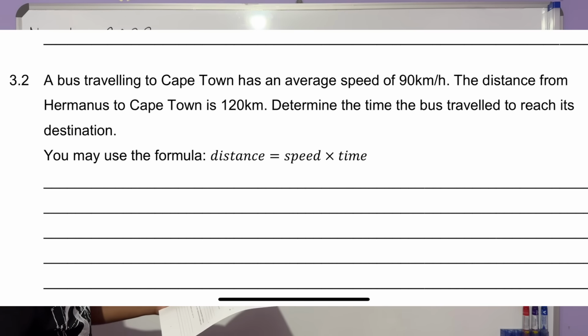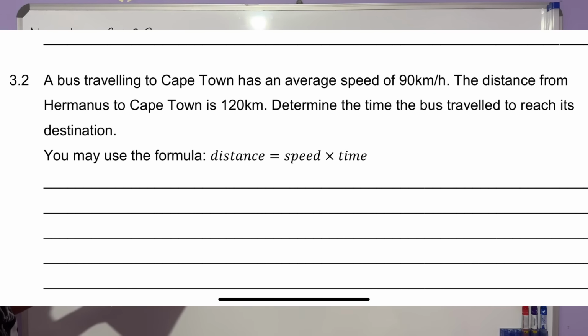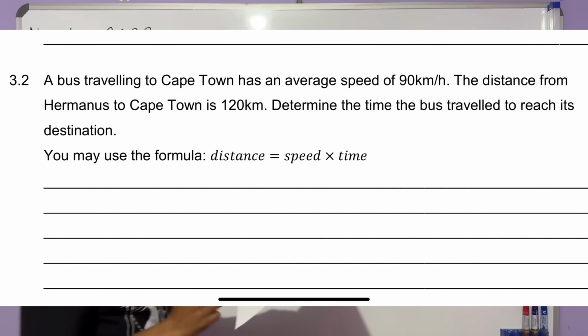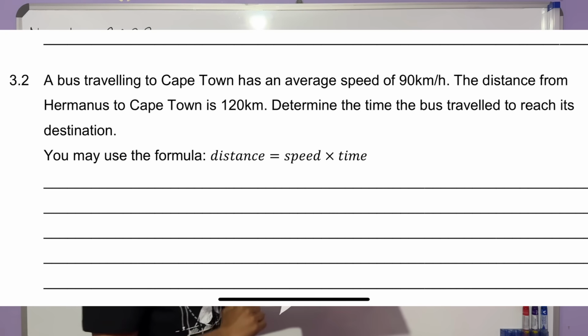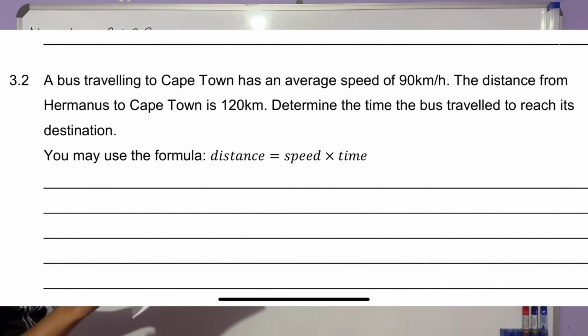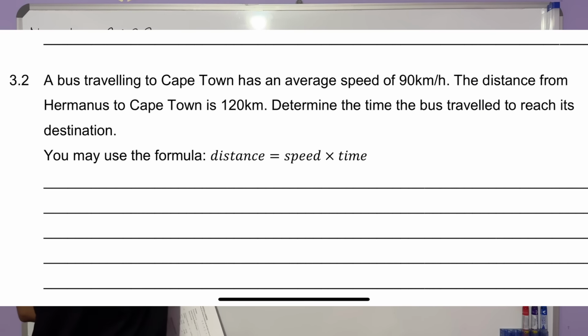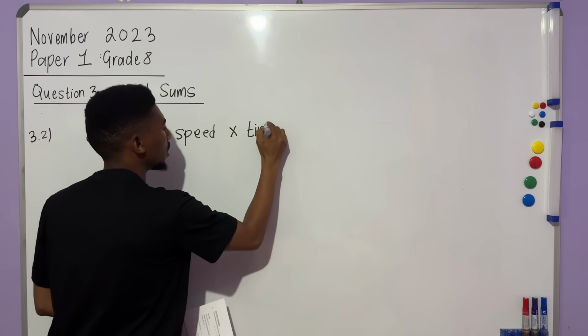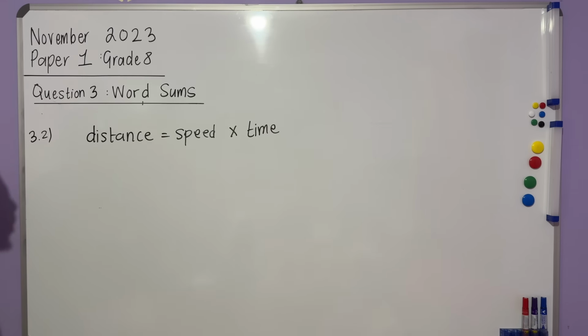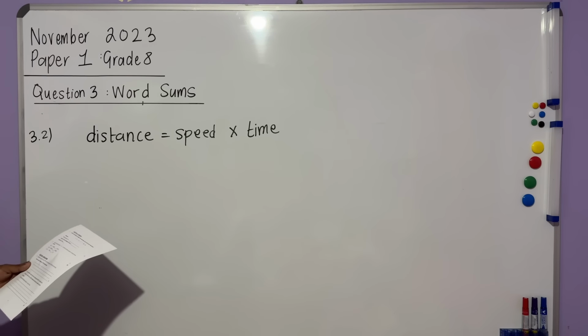A bus traveling to Cape Town has an average speed of 90 kilometers per hour. The distance from Hermanus to Cape Town is 120 kilometers. Determine the time the bus traveled to reach its destination. You may use the formula distance is equal to speed multiplied by time. So what was the distance traveled?